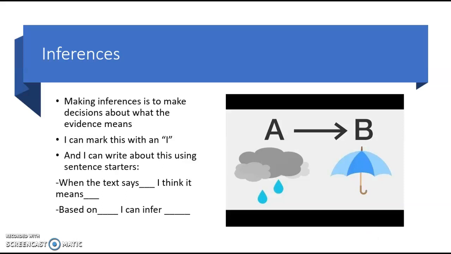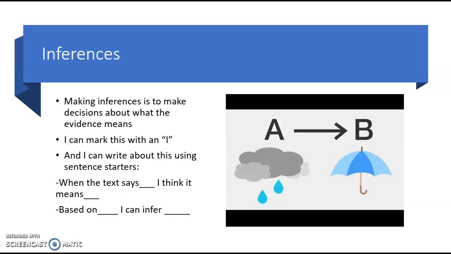The second strategy is to make inferences. Making inferences means I make decisions about what the evidence means. I can mark this with an I, and then I can write about it using sentence starters like, when the text says blank, I think it means blank. And also, based on blank, I can infer blank.